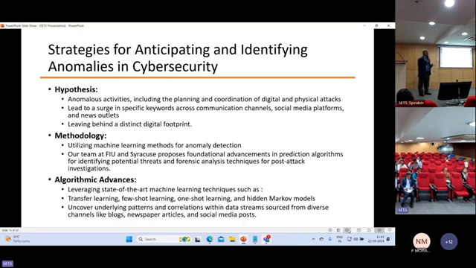Then, by using many of these techniques, we've been able to uncover some of the underlying patterns and correlations within the data streams, sourced from diverse channels: newspaper articles and social media posts. What I'm trying to tell you is that there is what is called a mystery of relationship that exists among these data items. That's what we uncover and discover, those mystery connections that you cannot see in a normal approach. So this is where we use our algorithmic structure.